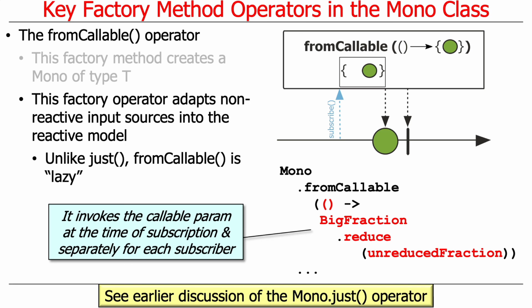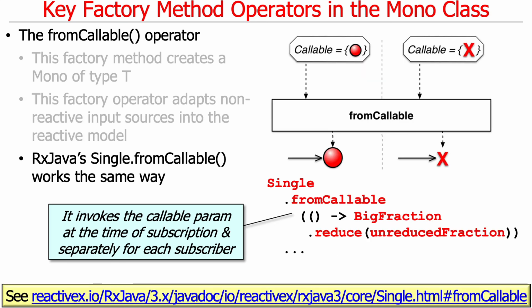Now, in this particular case, you're going to get the same result because we're just saying BigFraction reduce unreduced big fraction, so it's not a big deal. You won't see much difference. But there could be situations where you would get different results. For example, if instead we said random number generator generate big fraction or some call like that, then every time that fromCallable was called, it would return a different big fraction, which is different from what we saw with Mono.just.